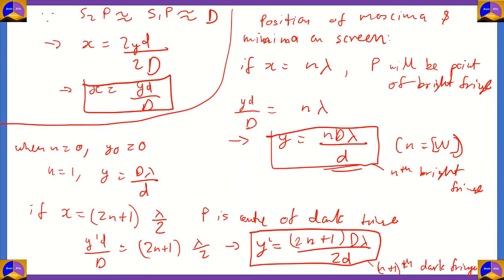For n equals 0, y0 will be equal to D lambda by 2d. For n equals 1, y1 will be equal to 3D lambda by 2d. So those are the first dark fringe and the second dark fringe respectively. Knowing the positions of the bright and dark fringes will help you in finding out the fringe width. The fringe width is basically the distance between any two consecutive bright or dark fringes.